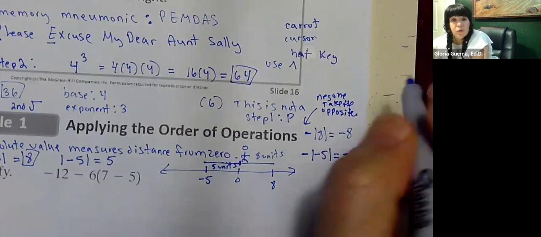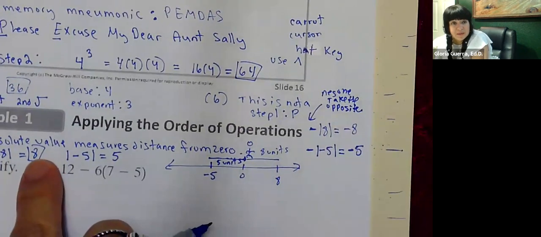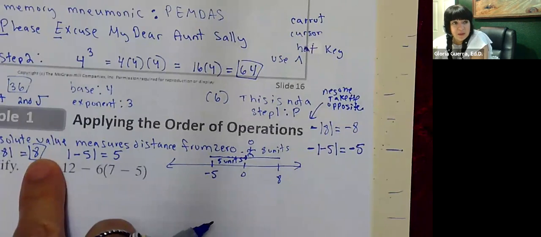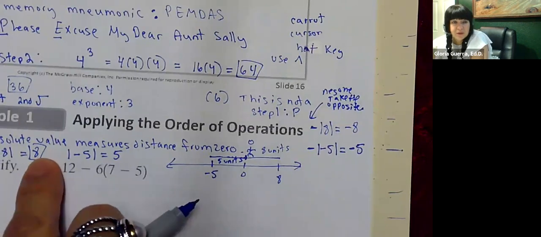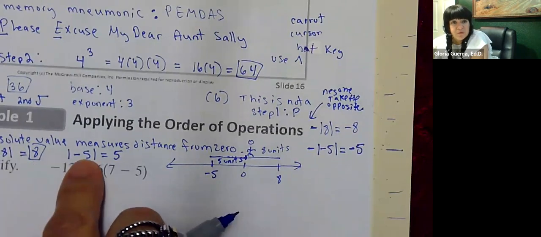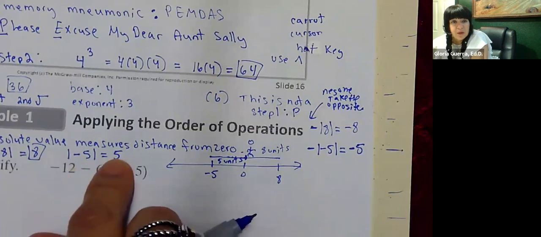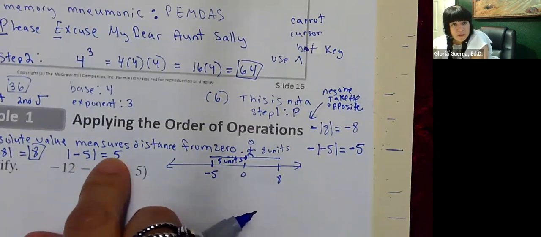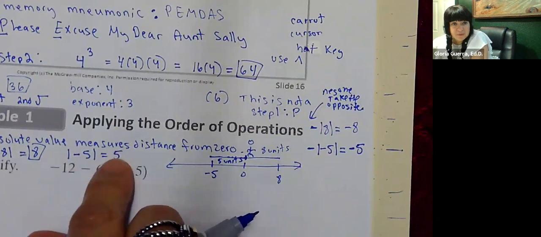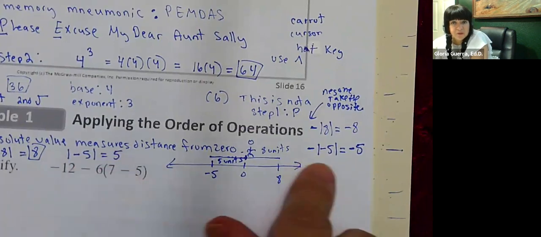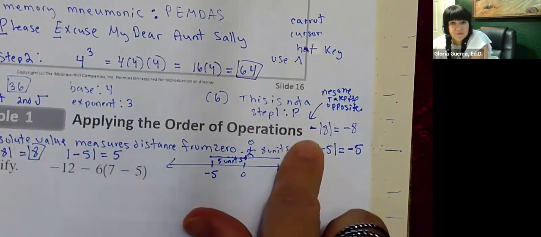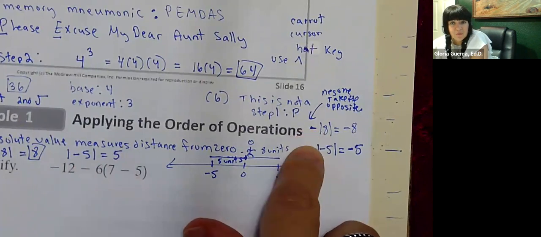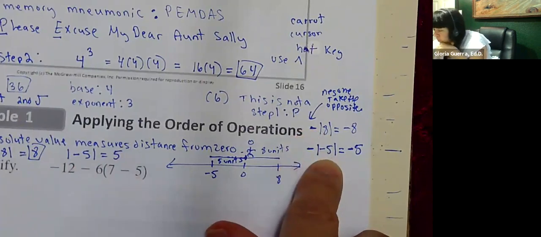So you know that the absolute value of 8 is 8, and they're like, okay, now I want you to take the opposite of 8, which is -8. The absolute value of -5 is 5, but okay, now we want you to take the opposite of that answer. So opposite of 5 is -5. So that's the only way absolute value could be negative, if there's a negative outside of the vertical bars, okay?